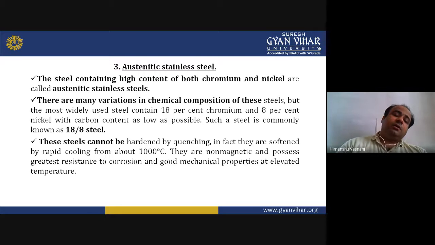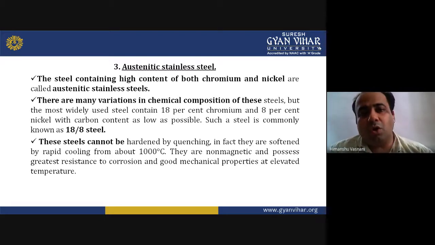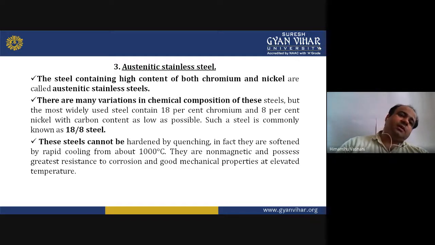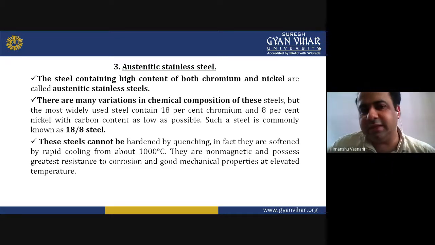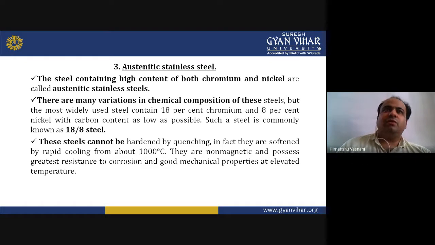Now, the third type of stainless steel is austenitic stainless steel. In this austenitic stainless steel, chromium and nickel are present. So you can define this as: steels containing a high content of both chromium and nickel are called austenitic stainless steel. The first one was martensitic stainless steel, the second was ferritic stainless steel, and the third is austenitic stainless steel.